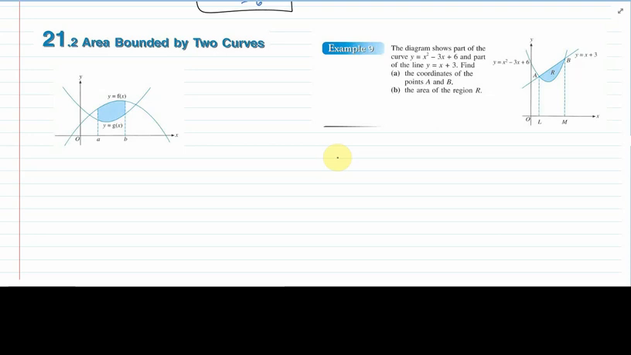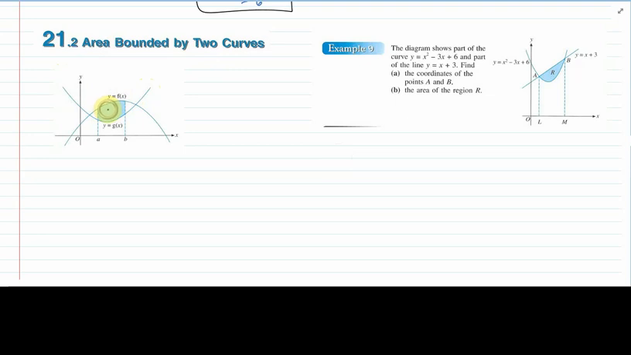Alright class, in this session we are going to start exercise 21.2, which includes area bounded by two curves, right? As an example, I have pasted a picture here. You can see that there are two curves and we need to find out the area of the shaded portion. That is meant by area bounded by two curves, right?